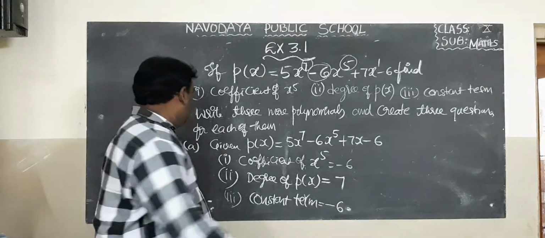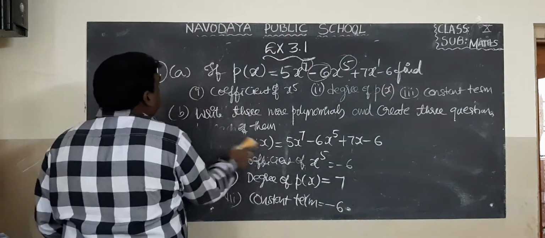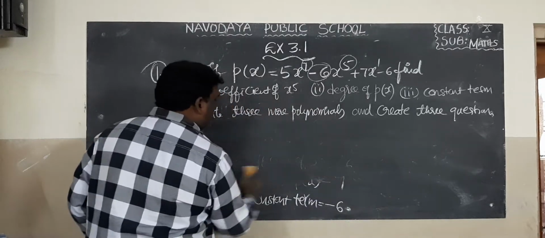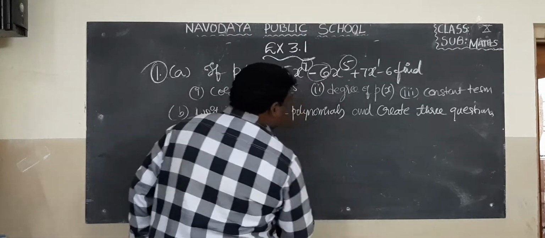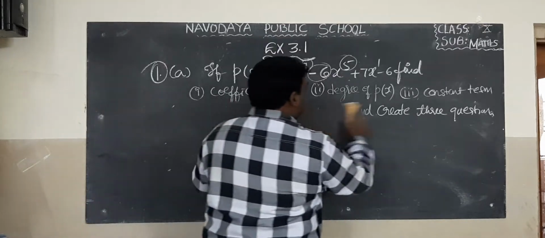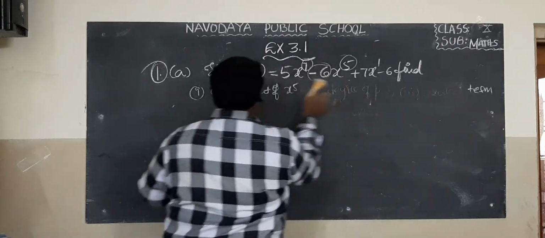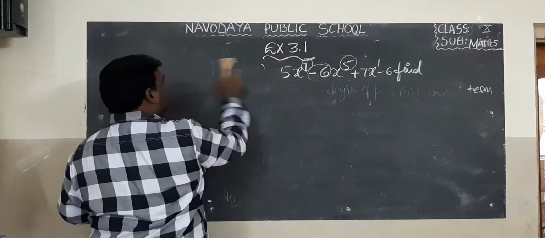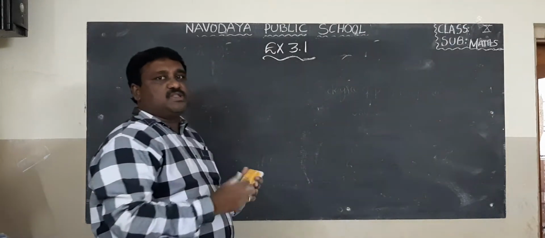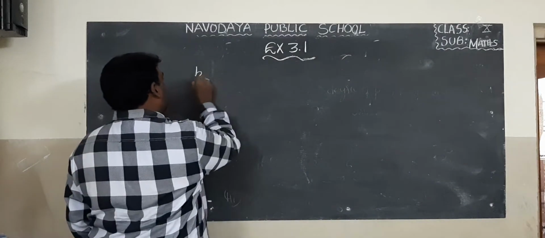Now B bit. A bit completed. Now B bit is what? Write your own polynomials. Write three more polynomials and create three questions for each one. Your wish. Write your own polynomials and create three questions for each one. B bit, that is your wish.